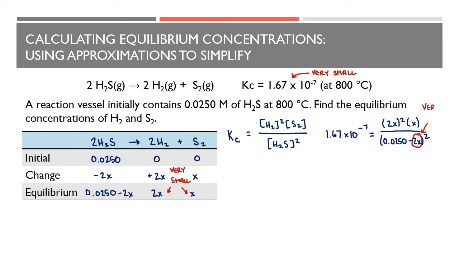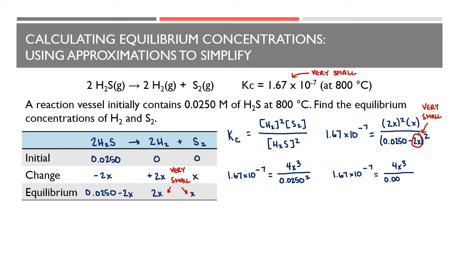Because our Kc is so small and our amount of product is so small, we can say the 2x is also very, very small. And if I take a pretty big number, 0.0250, and subtract a very, very small number, it's almost like it didn't even happen. So what can I do? I can just pretend like it didn't happen. So I take my 4x cubed over 0.0250 squared. I pretty much ignore the subtracting out of that 2x, because that 2x is just so small.